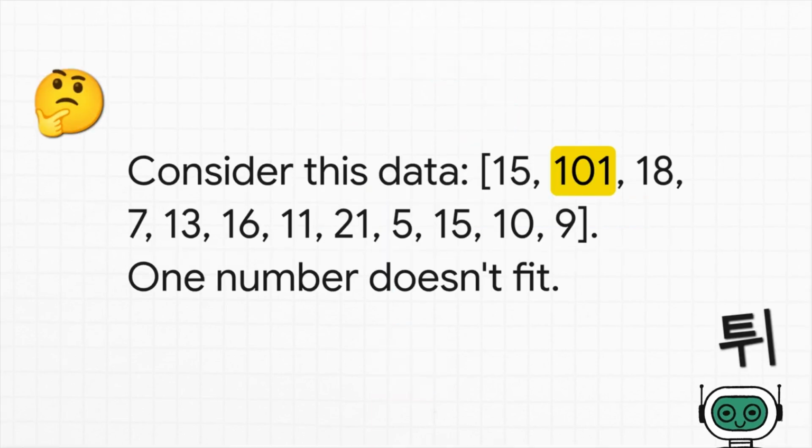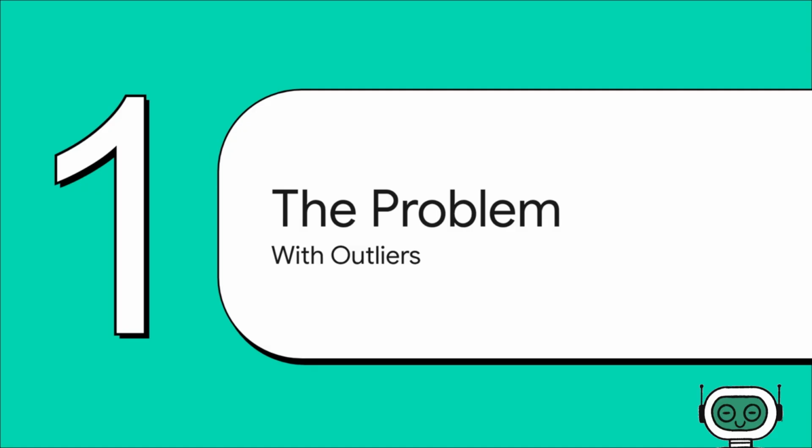Take a look at this list of numbers. You've got 15, 18, 7, 13. You see the pattern, right? They're all kind of hanging out in the same neighborhood. And then there's 101. It doesn't just stand out. It feels like it showed up to the wrong party. That is your classic odd one out. That's an outlier.